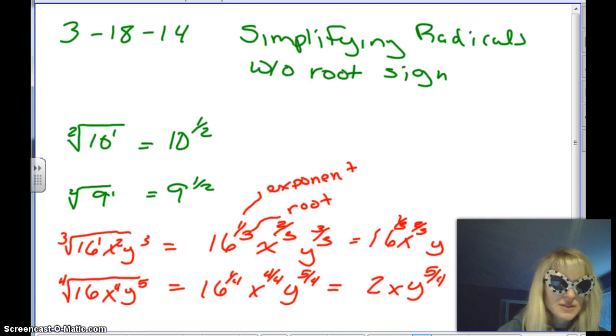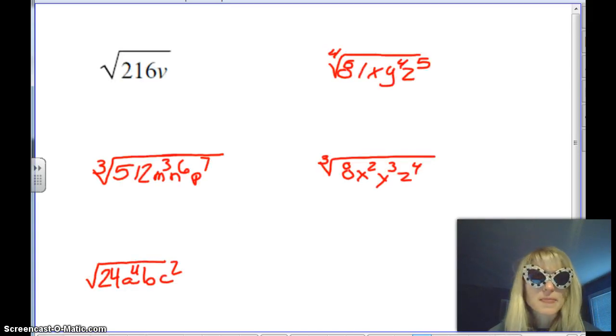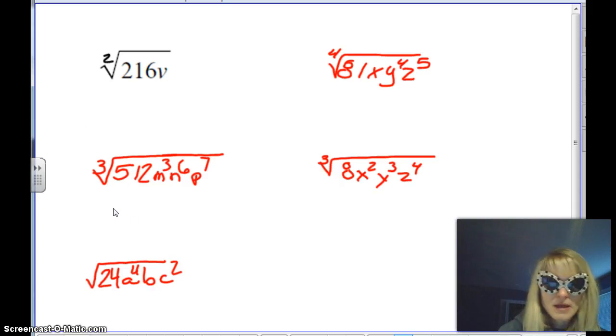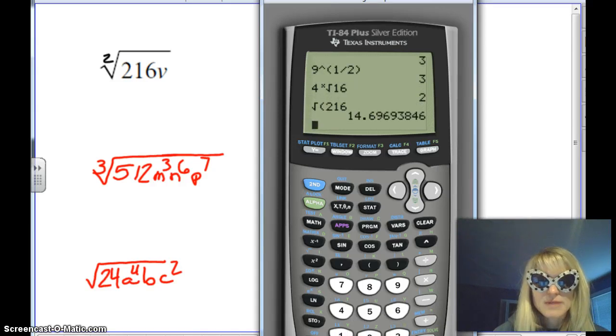Okay, so using this knowledge, we want to simplify our square roots a little differently. Okay, so let's look at a couple examples. If I just look at this first one, it's just a square root, so I like to put a little 2 there, so I remind myself it's to the 2 power. I'm going to bring up my calculator and see if 216 is a perfect square. So I'm going to do square root of 216. And I find out that it's not a perfect square because this is not a whole number. Okay, so then I've got to think about what will go into 216.